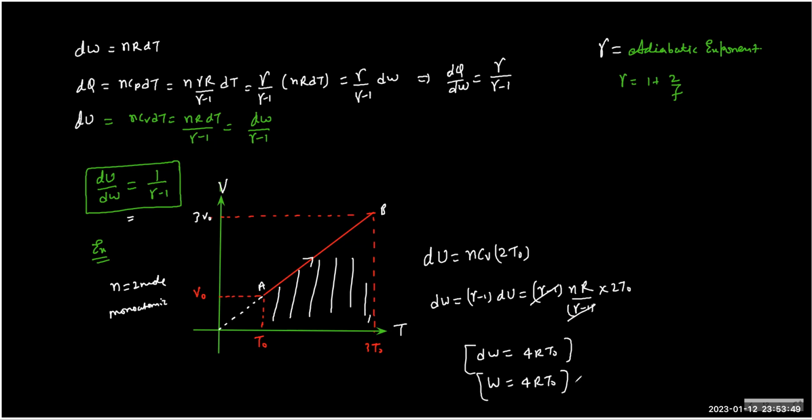So for this question, the work is how much? 4R T naught. So for every graph, don't find the area. Area is only good for the PV graph. What is the meaning of area of VT graph? It is integration of V dT, right? And V dT will make no sense to you, right?